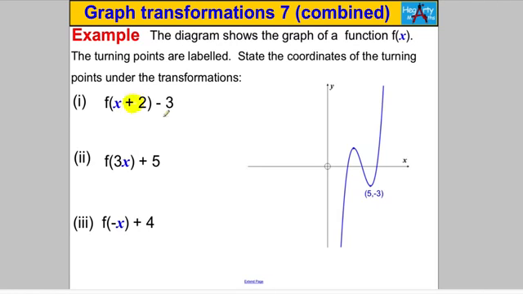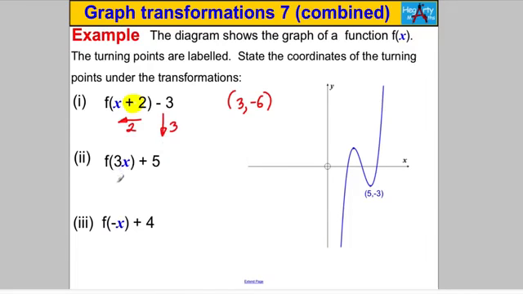We're adding 2 inside the brackets, so therefore that's in the x direction, going the opposite to what we think, so we're going to move everything to the left by 2. We are subtracting 3 in the y direction, so we're doing kind of what you think, we're moving downwards by 3 units. So what we're going to do to this point here, we're going to subtract 2 off the x number and get 3. We're going to subtract 3 off the y number and get -6.